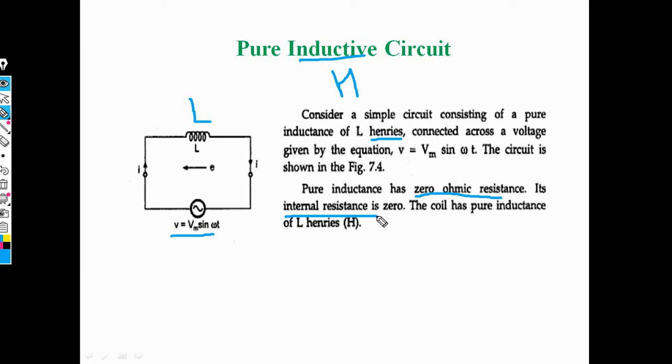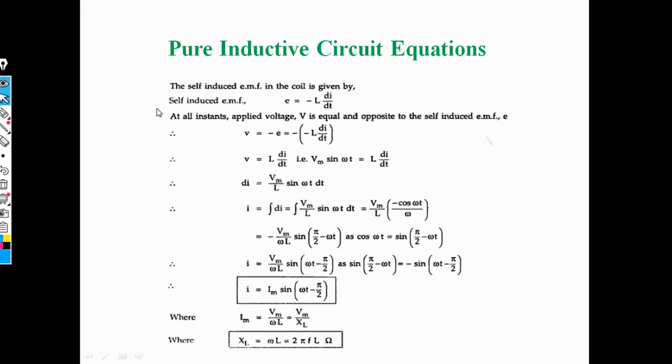This is the circuit diagram of a pure inductive circuit. The inductance L is connected across an AC voltage, that is, alternating current voltage V equal to Vm sin omega t. This is the important circuit called the pure inductive circuit. Now we have to explain the equations for the pure inductive circuit.